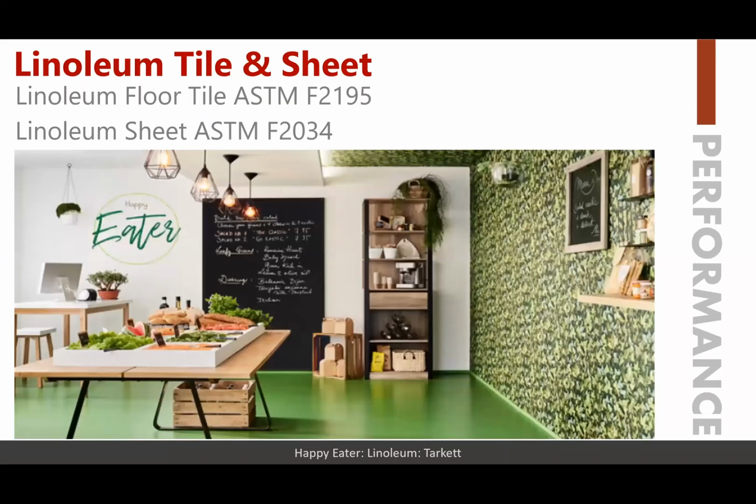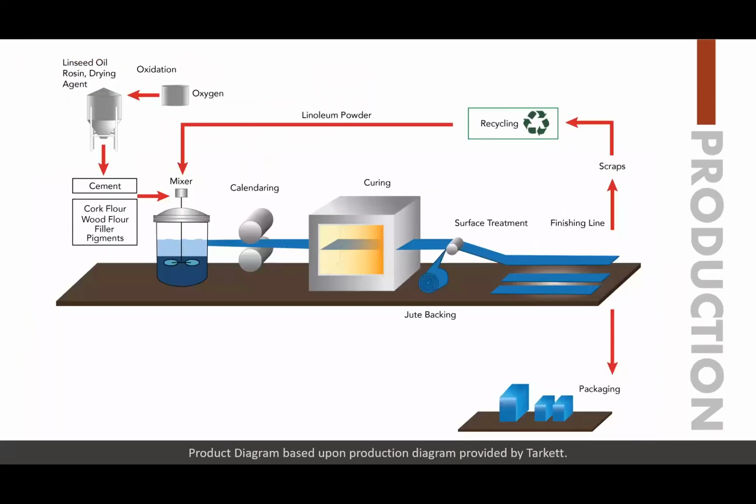There are two performance standards utilized for linoleum tile and sheet. For linoleum floor tile, it's ASTM F2195, and for linoleum sheet, it's F2034. Linoleum is produced in several stages. Oxidation of the linseed oil mixed with tile oil and rosin. With the influence of oxygen from the atmosphere, a sticky, tough material is obtained called linoleum cement.